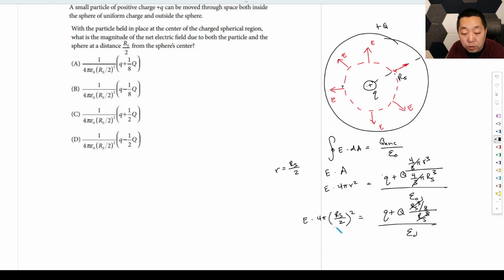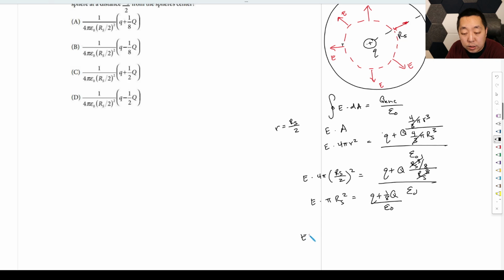This, if I square, becomes 1/4, so this would be electric field times pi rs squared is going to be q plus 1/8 big Q over epsilon naught, and then you divide that over, and you end up getting electric field is q plus 1/8 big Q over pi rs squared epsilon naught. So it just becomes a math problem at that point.